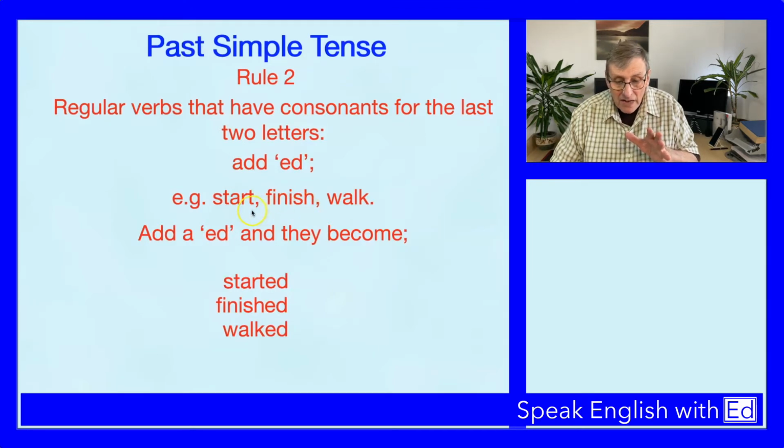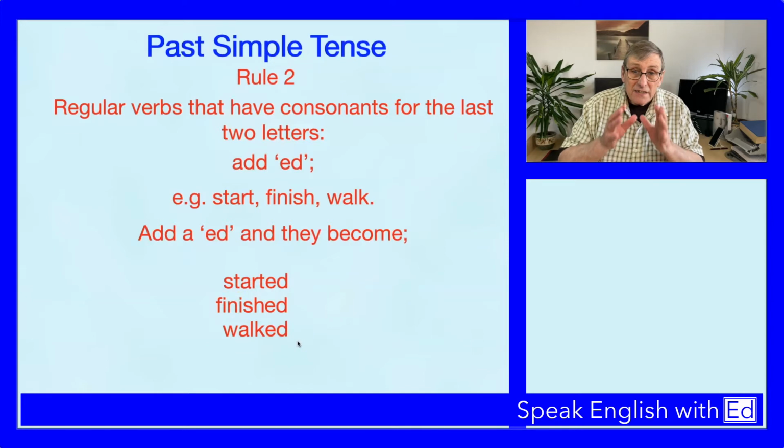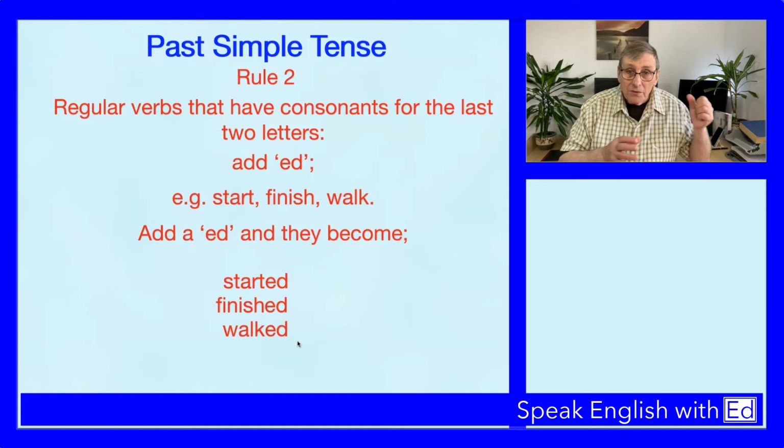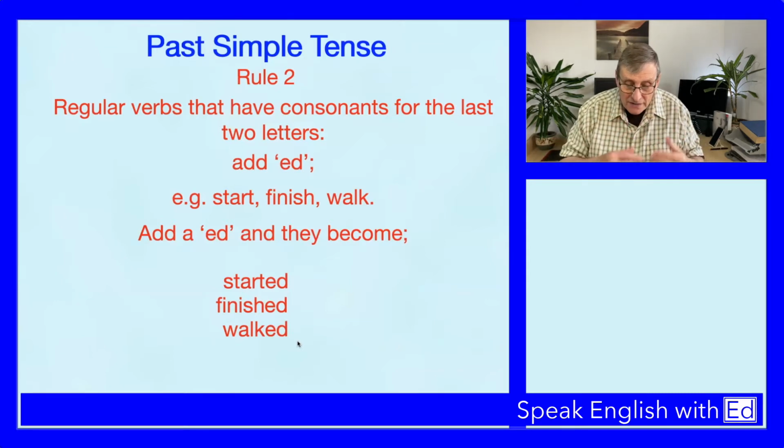S and H consonant, R and T on start consonant, S and H on finish are consonants, and LK, walk ends with 2 consonants. And under this rule, they need ed added to the end, and then they will become started, finished and walked in the past tense. This is how you say, I started something yesterday. I finished something yesterday. I walked somewhere yesterday. So this is how you make your verbs into a past tense.